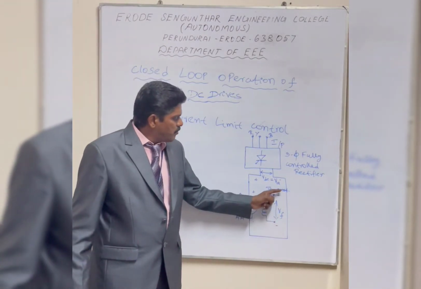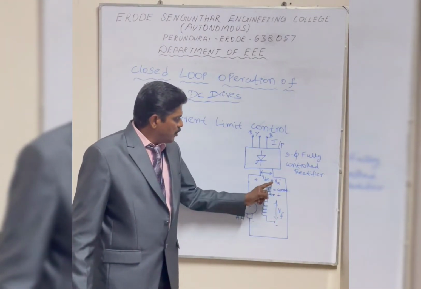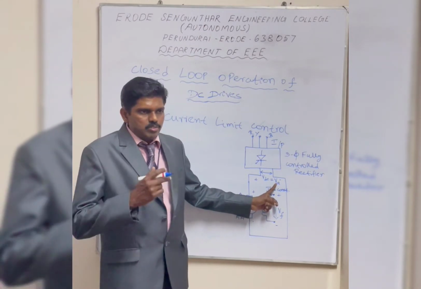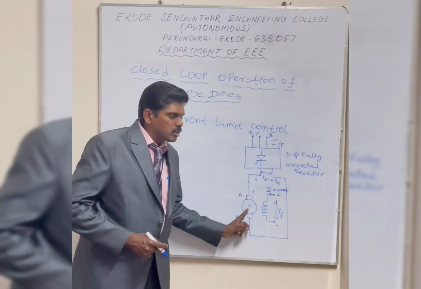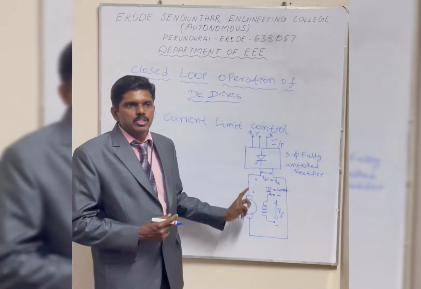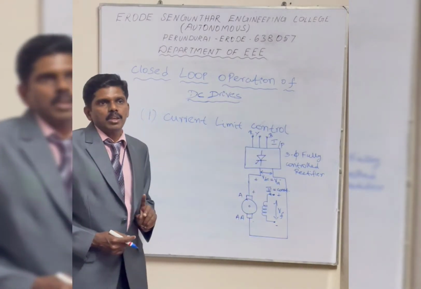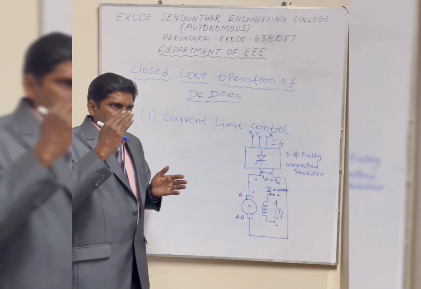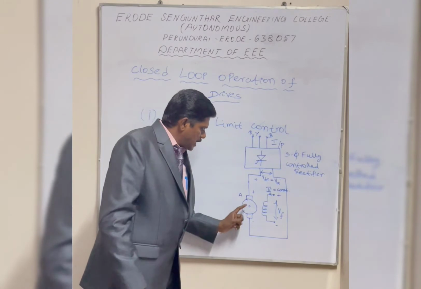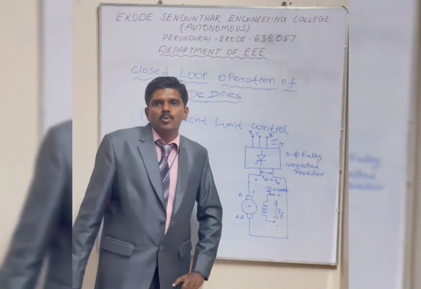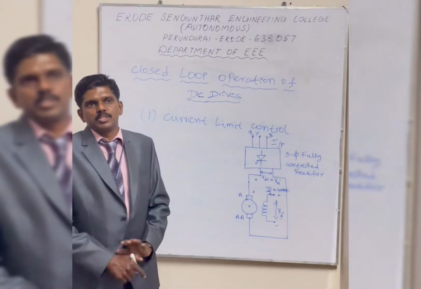While the field current is constant, if you vary the armature voltage from 0 to its rated value, the speed of the motor also varies from 0 to rated speed. Therefore, from 0 to rated voltage, rated speed can be achieved by varying the armature voltage. That is the concept.